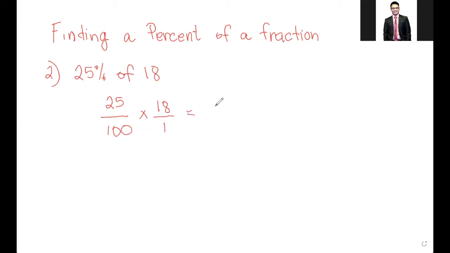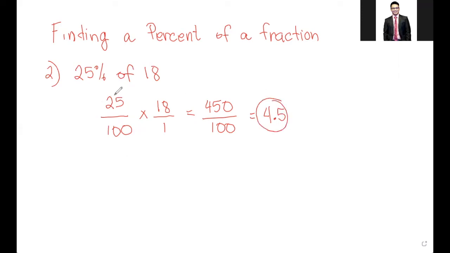So that means it's 25 times 18, we get 450 over 100 times 1 is 100. And then by simplifying 450 over 100, we get 4.5. So 25% of 18 is 4.5.